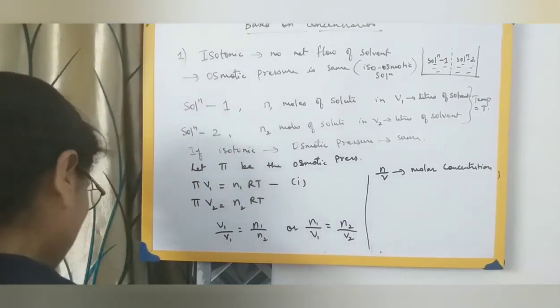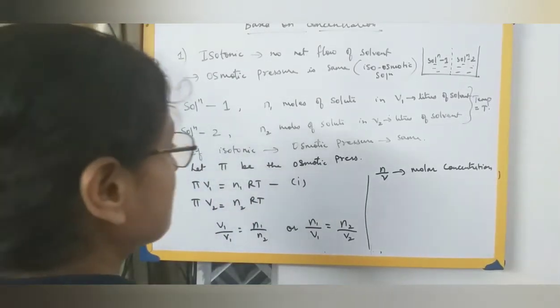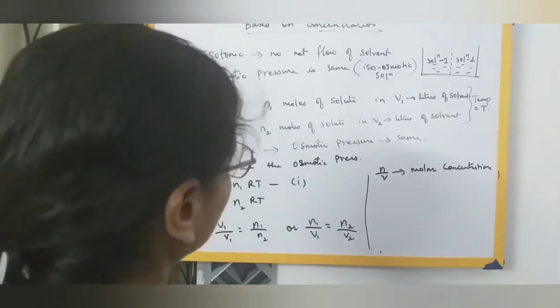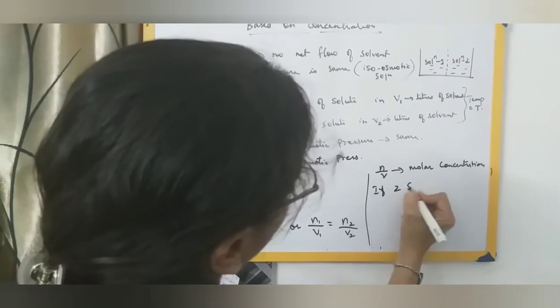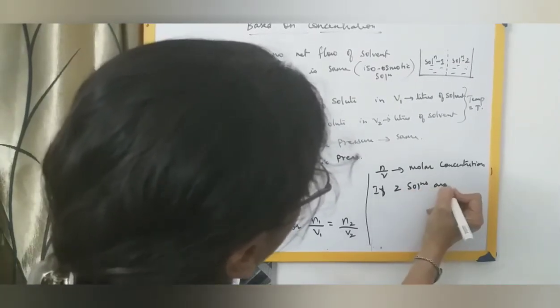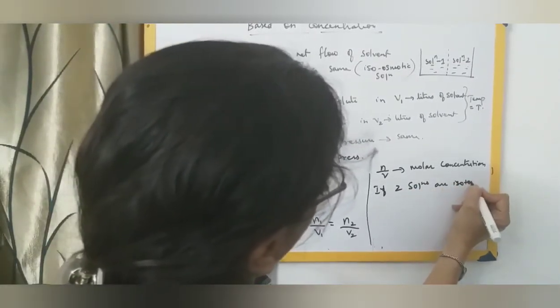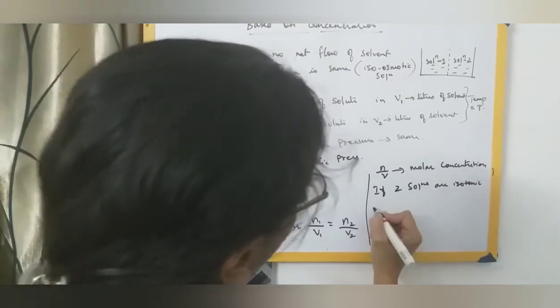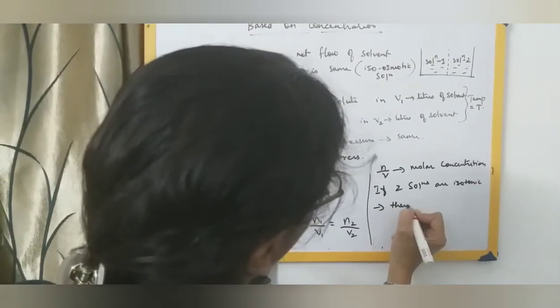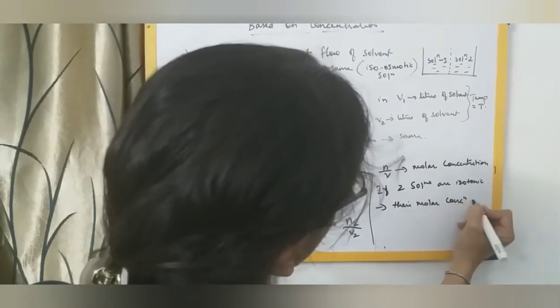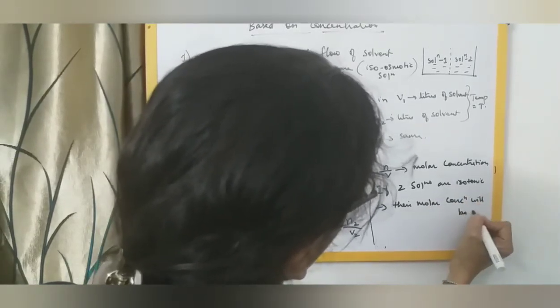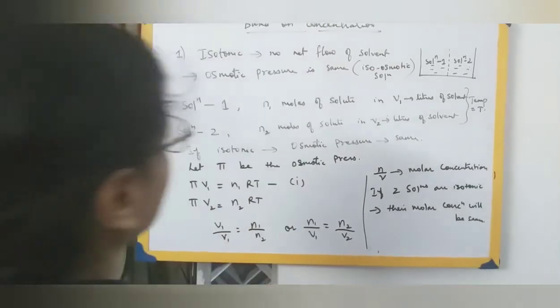So we can say that if two solutions are isotonic, it implies that their molar concentration will be same. Their molar concentration will be same if the two solutions are isotonic.